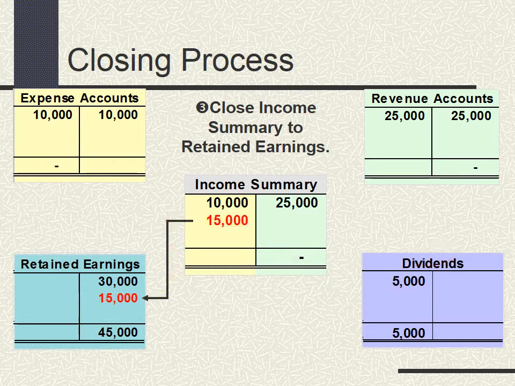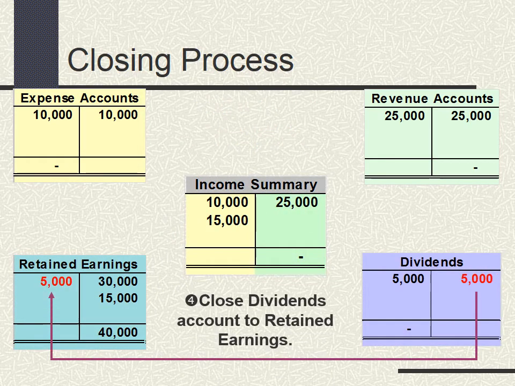So the last thing, D. So the last transaction, closing dividends, zeroes out dividends, and retained earnings have now been updated, and our closing process is complete. Really not hard. 4 entries. R, E, I, D.